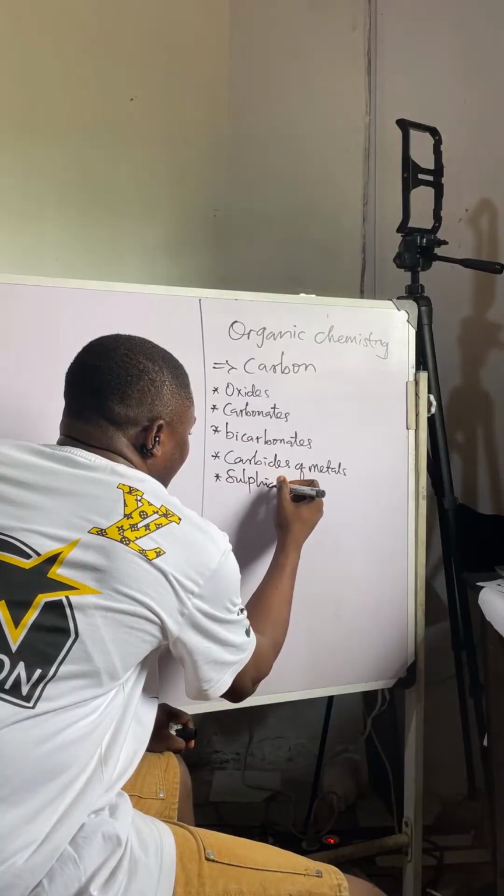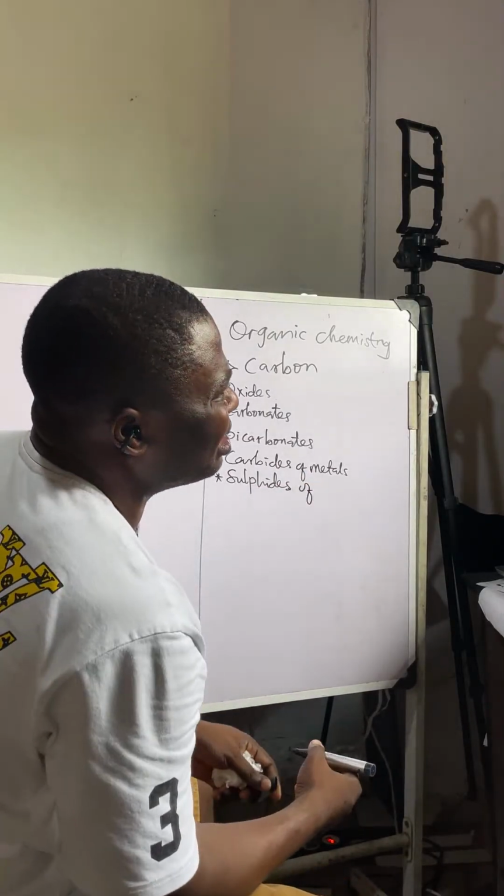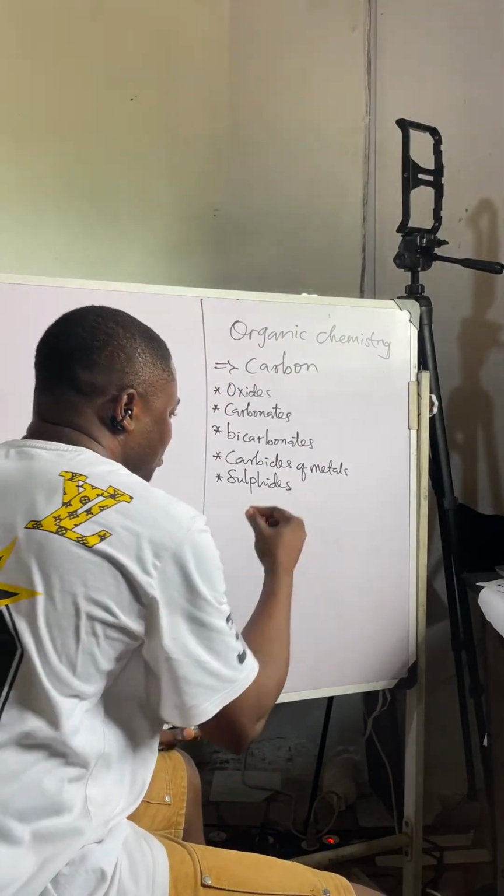Another compound of carbon that is not organic is sulfides. I mentioned this before, but this is a revision hour. Sulfides of non-metals.